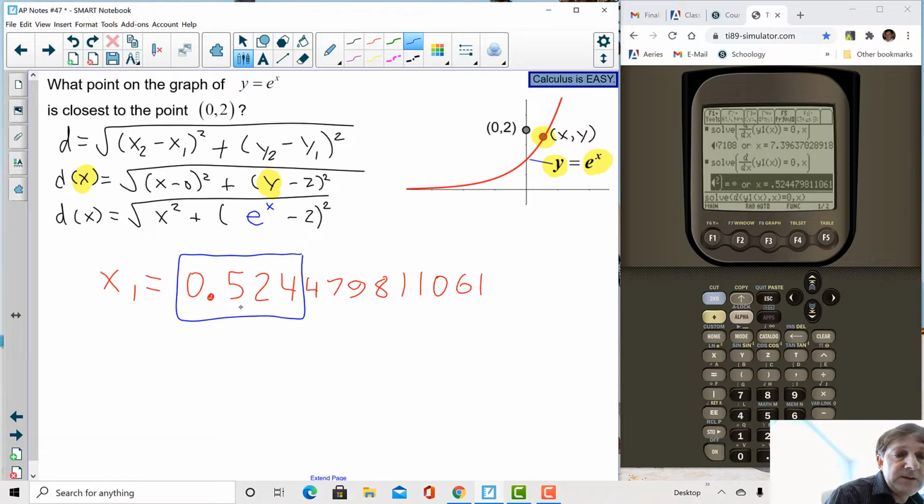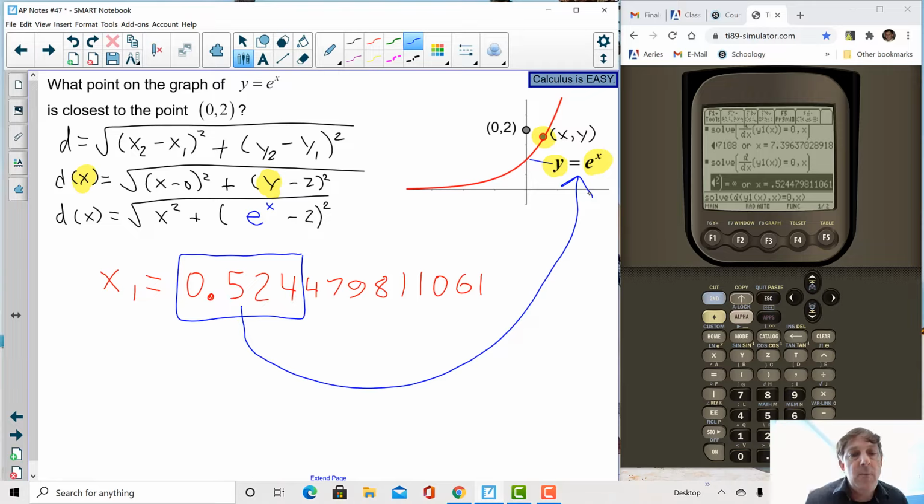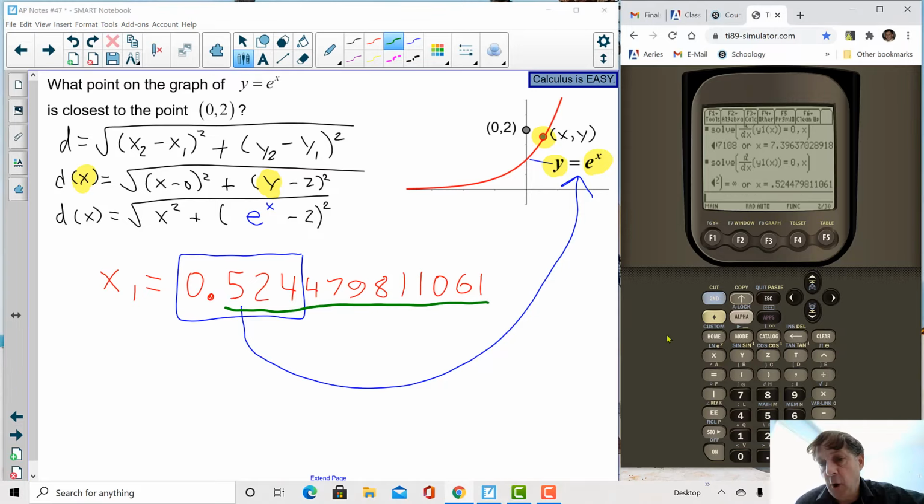So we're going to have to plug this x value into the function y equals e to the x, and then we'll be able to find the y value. Remember, we want to use as many decimals of accuracy as possible. So from the home screen, I'm going to type in e to the x, and my x value is going to be that entire decimal. So I'm just going to go up and grab it, and I'm going to delete everything in front of that decimal. So I'm going to delete the x equals and that weird equation.